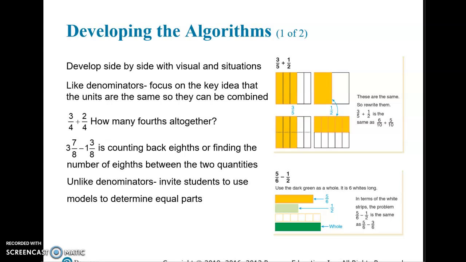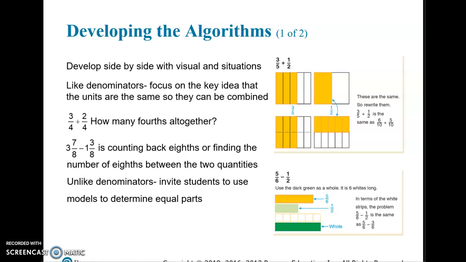Iteration connects fraction operations to the whole number operation and explains why the denominator stays the same. 3/5 plus a half: you can turn 3/5 into 6/10 by multiplying the numerator and denominator by 2. And 1/2 becomes 5/10. So 2 times 5 is 10, and 1 times 5 is 5.